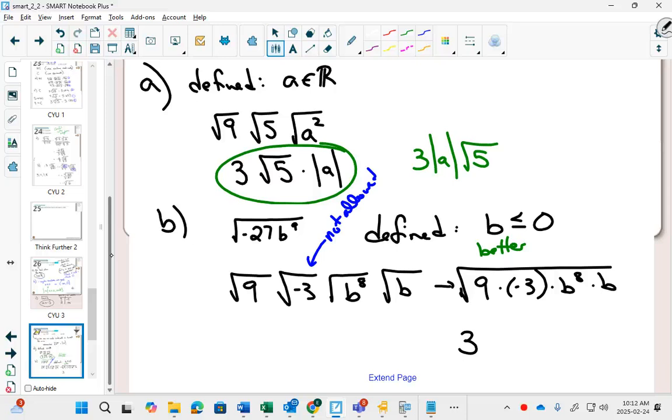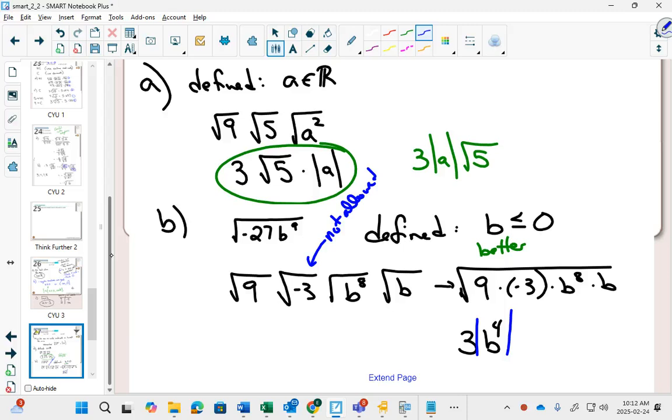When you square root the b to the 8, you get b to the 4. Technically, you know how we put the absolute values there? Technically, you might think, well, should these have absolute values? And it's not wrong if you put them, but they're not needed here. Can you see why they're not needed?